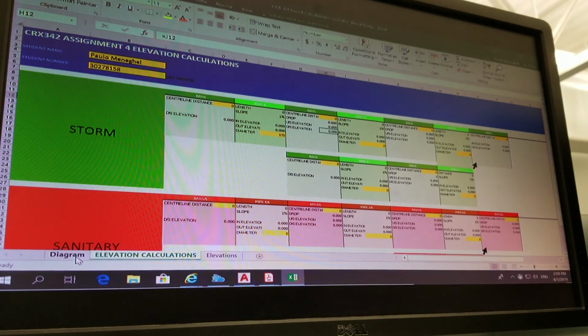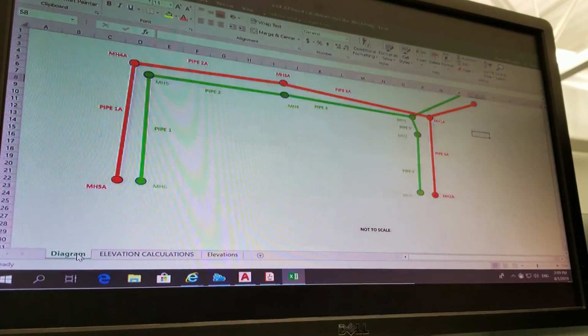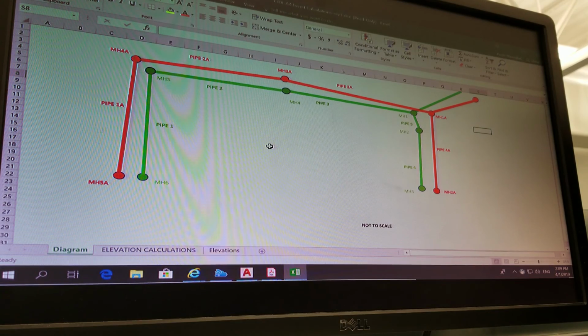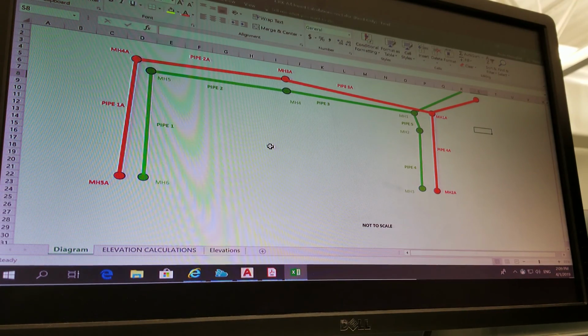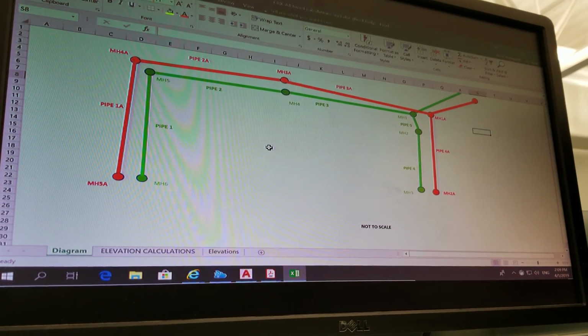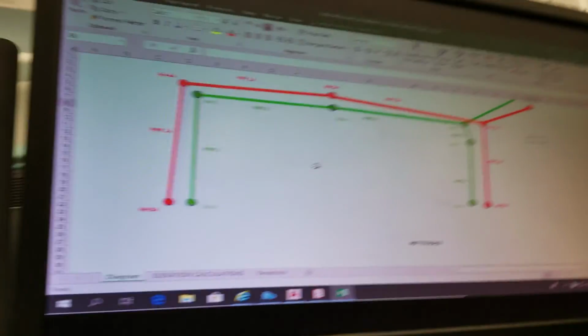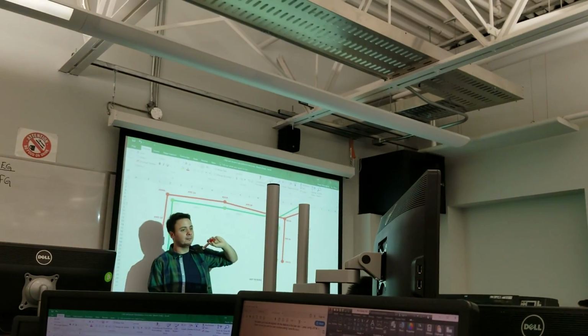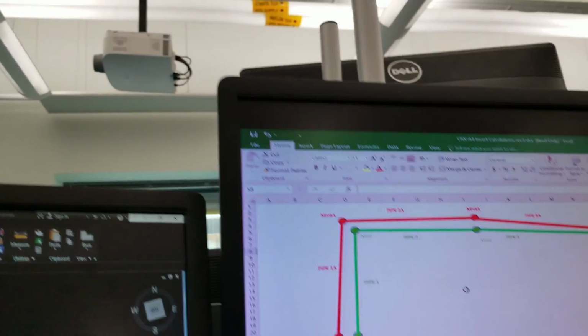I put it here. You see here on the bottom diagram, if you click here, you're going to have this small drawing over here. So for example, I know that pipe 3 is the pipe between manhole 1 and manhole 4. So when I need to enter the diameter, the slope, and the distance of this pipe 3, it's going to be the line that we have between manhole 1 and manhole 4. Is that clear? Yeah? So let's do one together here.